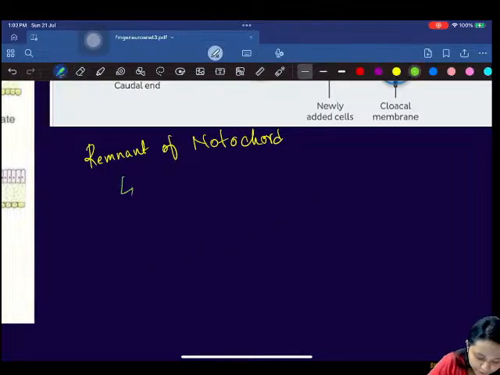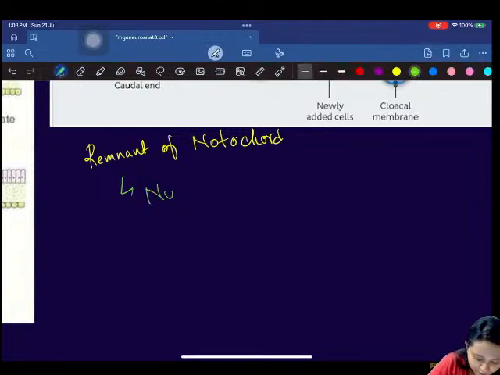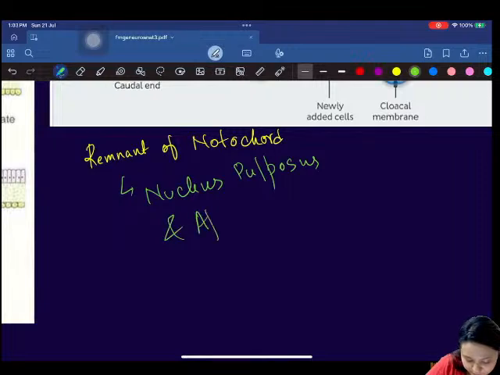This is a very favorite question. So nucleus pulposus and apical ligament of Dens.